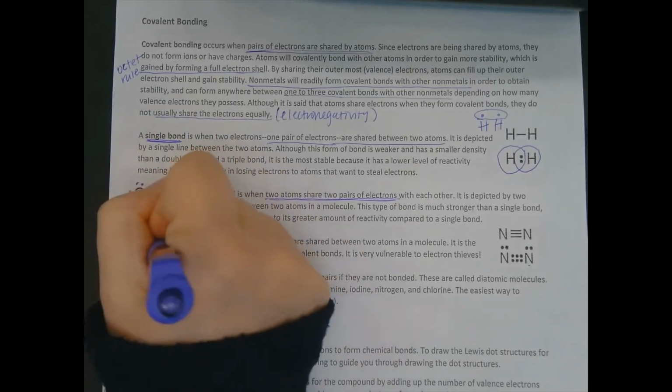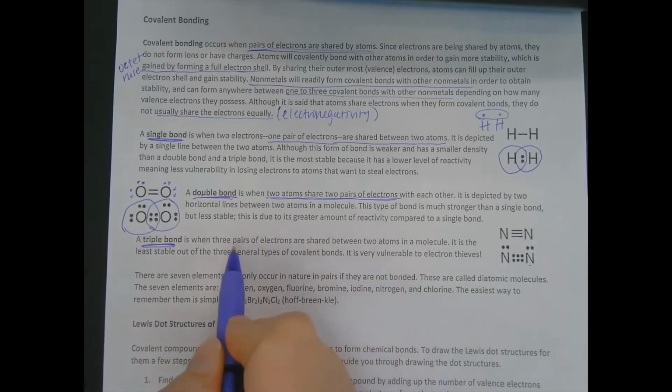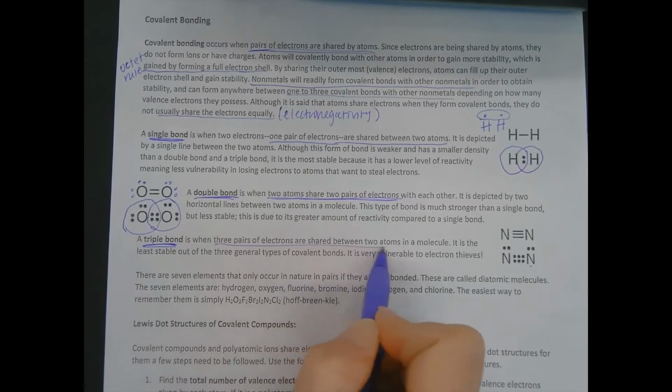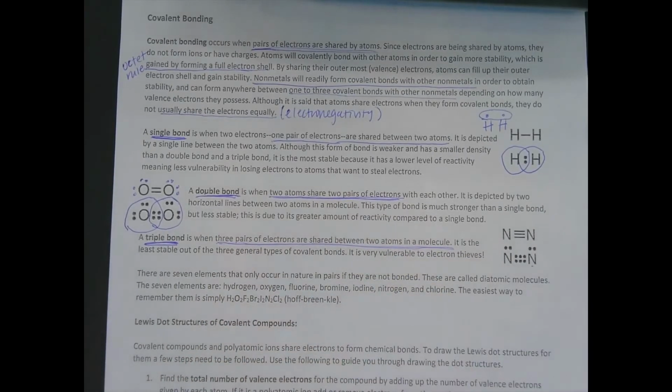A triple bond, I'm sure you could guess, triple means 3. So a triple bond is when 3 pairs of electrons are shared between 2 atoms. It's the least stable out of these 3 general types of covalent bonds, and it's very susceptible to electron thieves. It's also the shortest bond.